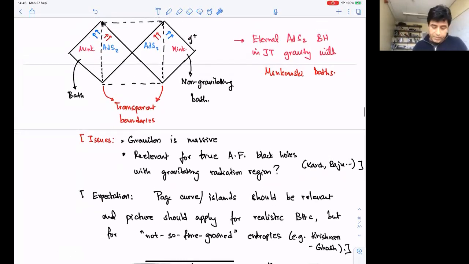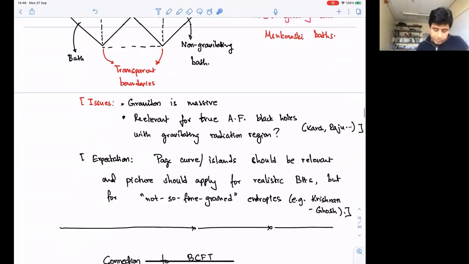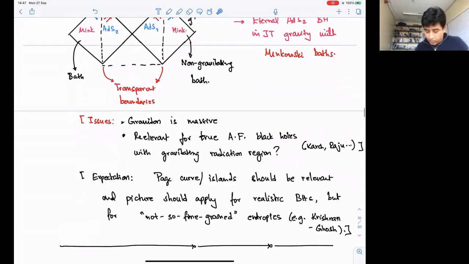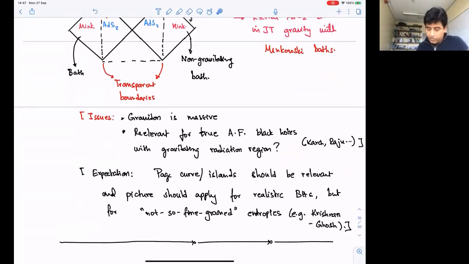So this question has been posed, and there have been various objections to it. But there are also counter objections, because the general expectation is that the Page curve, or the islands picture that you get out of this JT gravity plus Minkowski bath picture, should be relevant, and the picture should apply for realistic black holes, but perhaps for not so fine-grained entropies. So entropies which are fine-grained enough to detect the correlation between the Hawking radiation emitted and the degrees of freedom which are collected on the island, but not so fine-grained that they take into account all the degrees of freedom which are present in a holographic description of gravity at Scri plus.